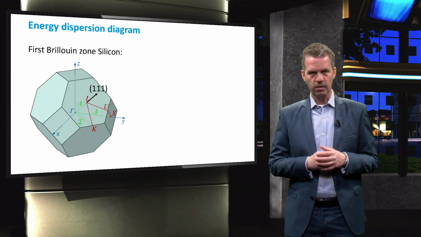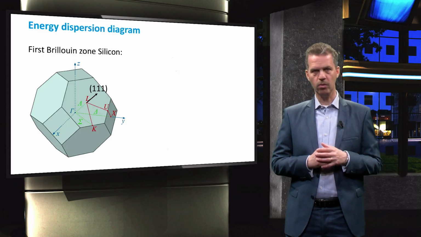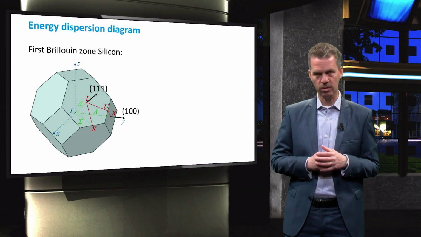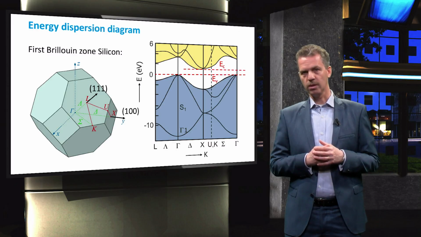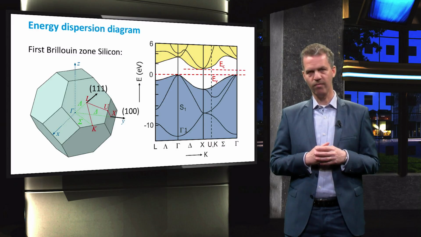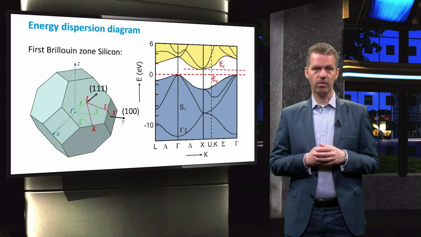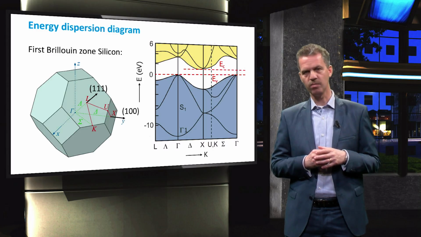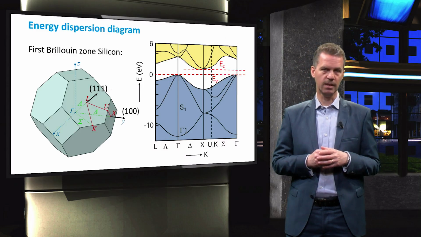The lambda direction in reciprocal space is equivalent to the 1-1-1 orientation, the delta direction to the 1-0-0 direction in the lattice. Solving the Bloch wave functions, an energy dispersion diagram for silicon is obtained as shown on the right. The band gap of the material, here in white, can be defined as the energy difference between the maximum of the valence band EV and the minimum of the conduction band EC.